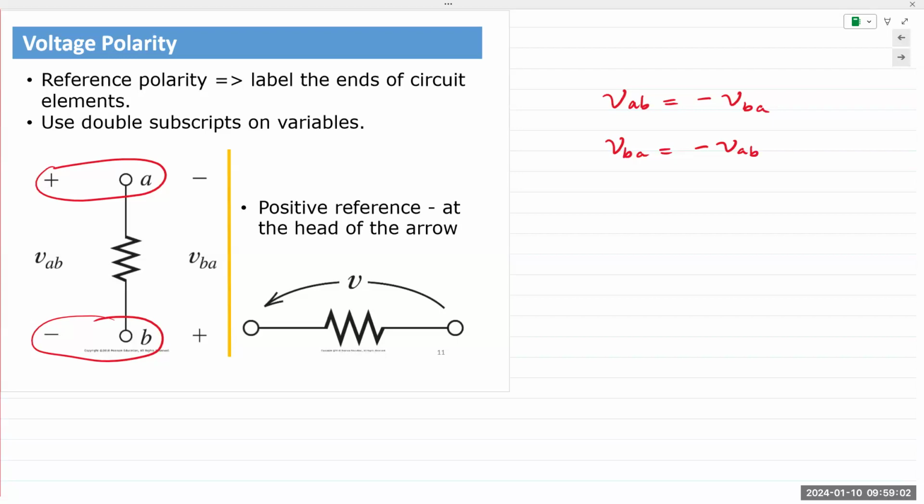So again, any questions about the two subscript notation, A and B to A? Voltage, VAB means measurement at A with reference to B. VBA means measurement at B with reference to A.